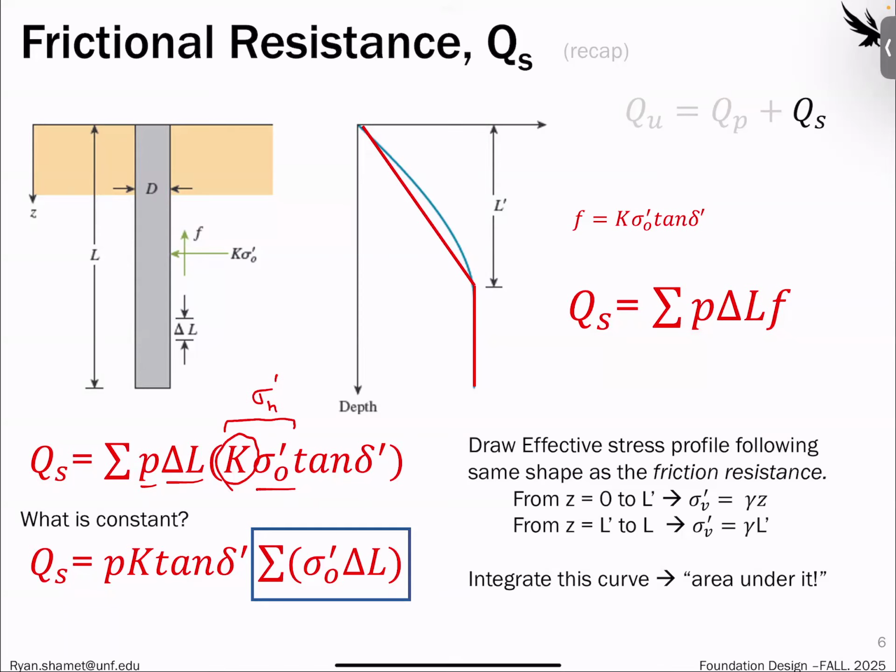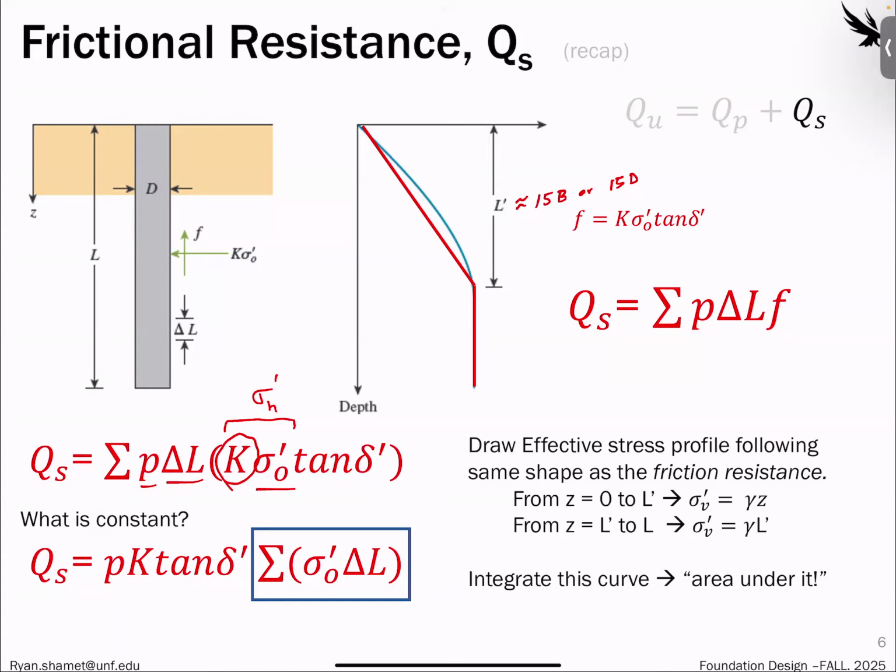Now, for the purpose of our design, to account for negative skin friction, or negative sleeve friction, we have this capping out at an L prime. And what I said last class was normally this L prime, or this distance, is about 15 times the base, or 15 times the diameter of the pile. If it's a square pile, then we're talking about the base, or one of the dimensions. If it's a circular pile, then it's the diameter of it.